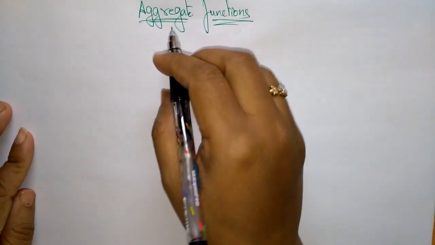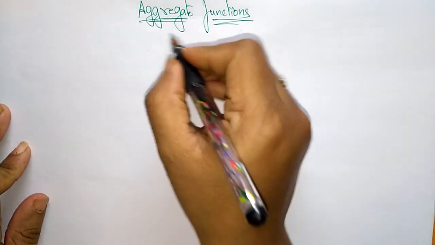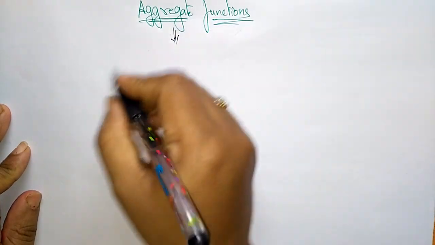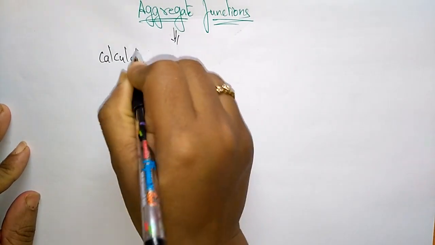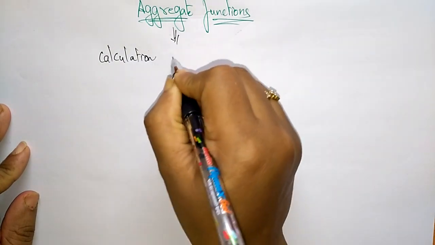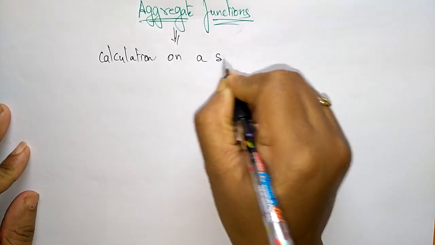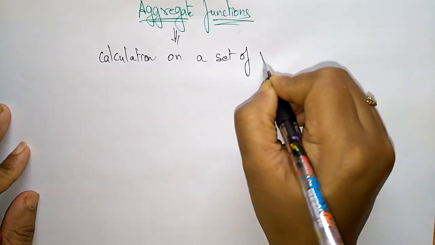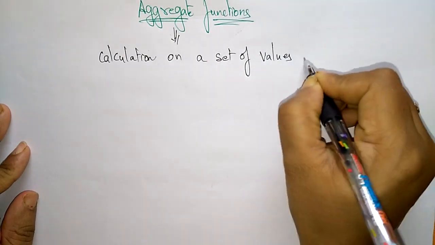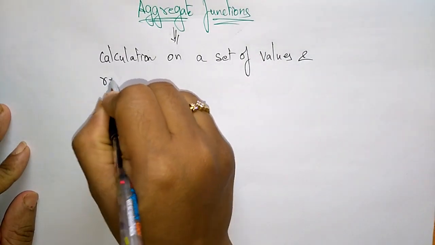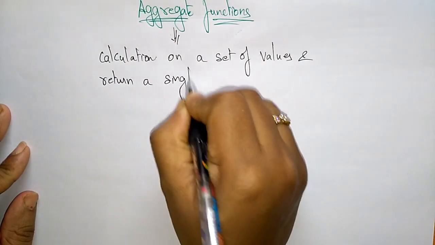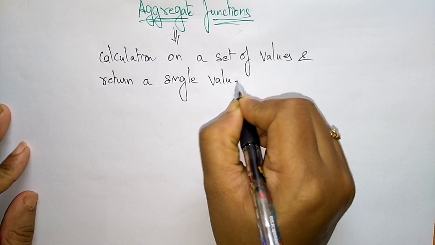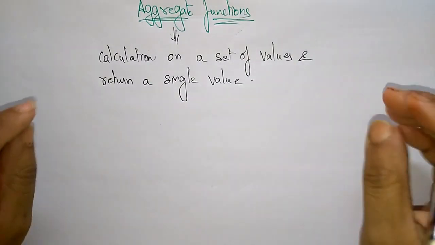So what are the aggregate functions? Aggregate functions are calculations on a set of values that return a single value. So those functions you call aggregate functions.